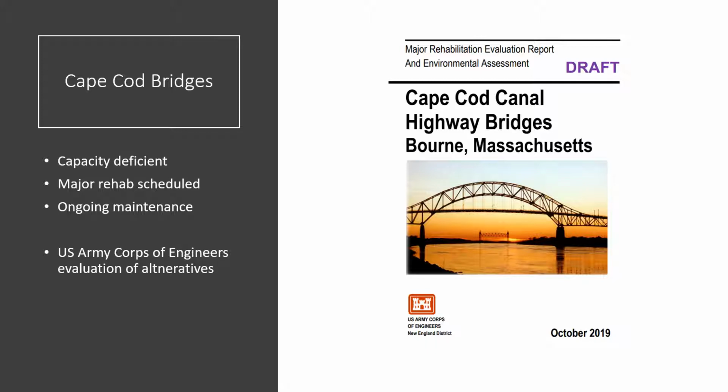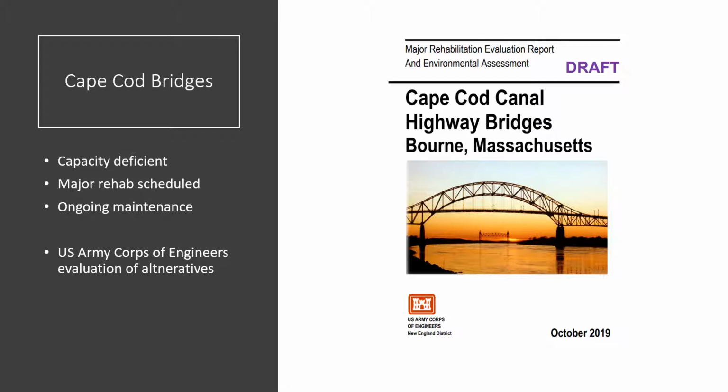And I just want to point out a couple of projects recently that I'm aware of where this type of approach, engineering economics, was an important part of evaluating alternatives. The first of which just came out October 2019. See a draft, they call it a major rehabilitation evaluation report. They're looking at the Bourne-Sagamore bridges that carry people to Cape Cod.